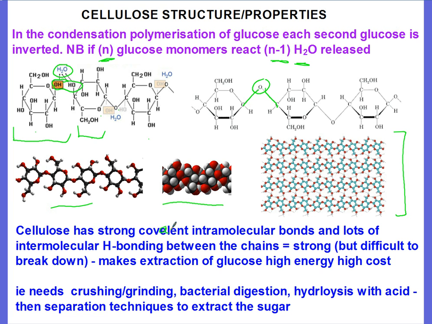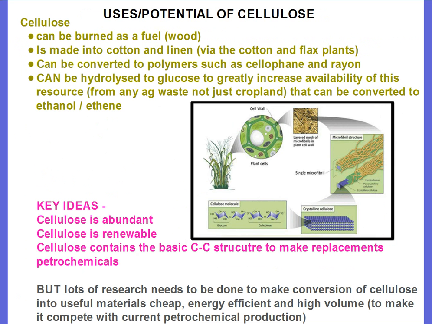You need crushing and grinding, bacterial digestion to break down the cellulose into glucose, or hydrolysis with acid. Wish I could spell that properly. And that's to separate the cellulose into glucose. And then you've got the separation techniques to extract the sugar out of that mixture, and then you can go on with the fermentation, dehydration. So it's quite energy and process intensive.